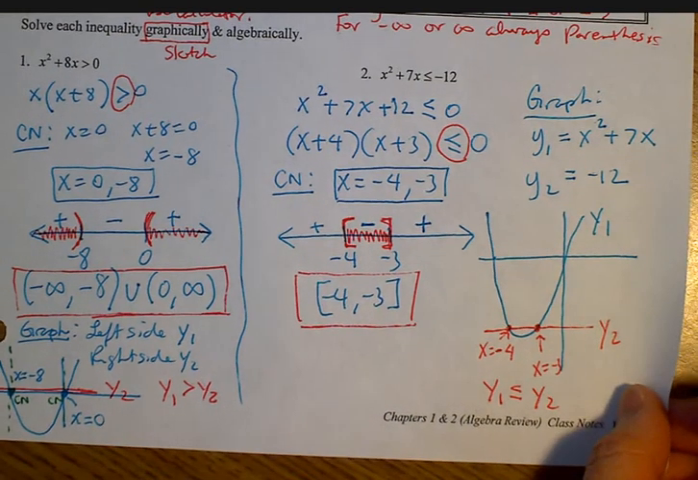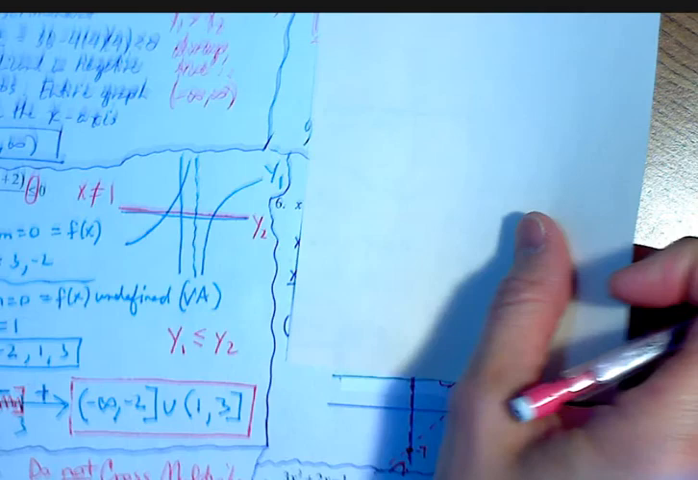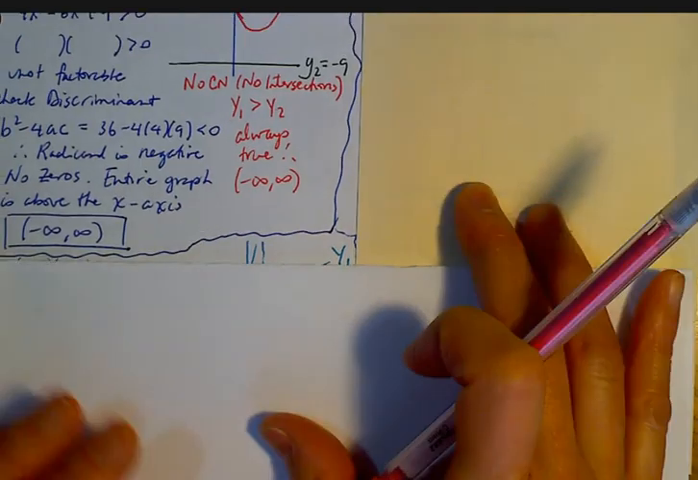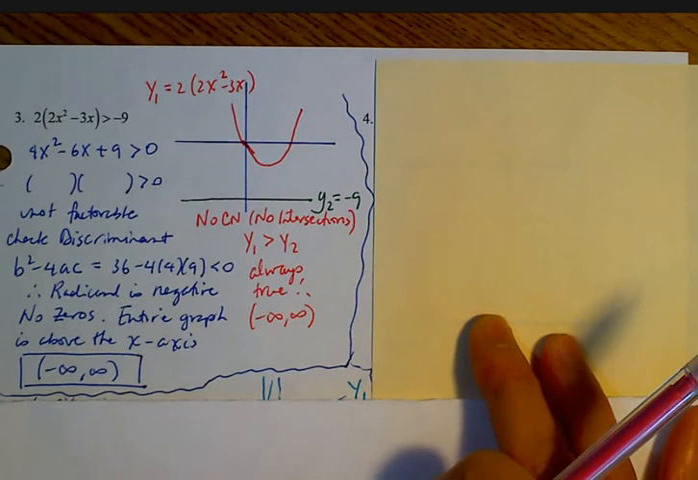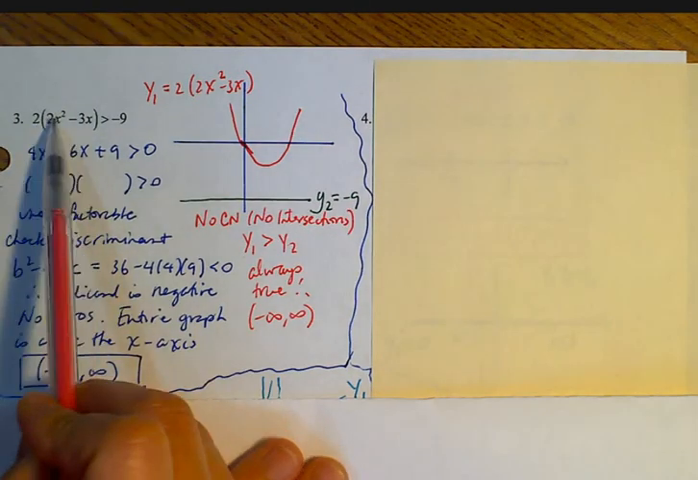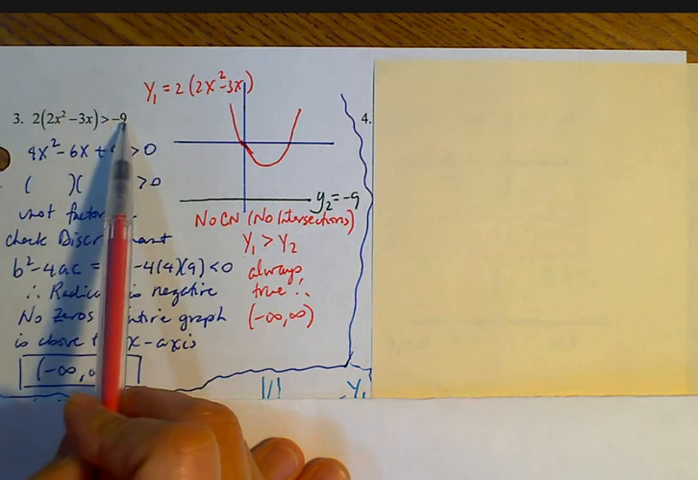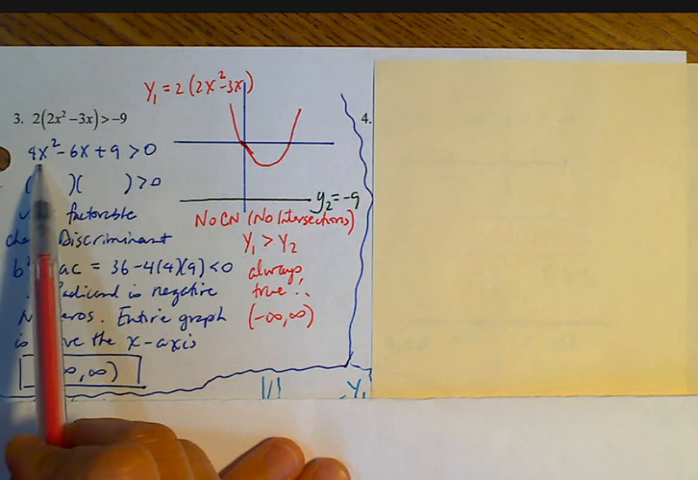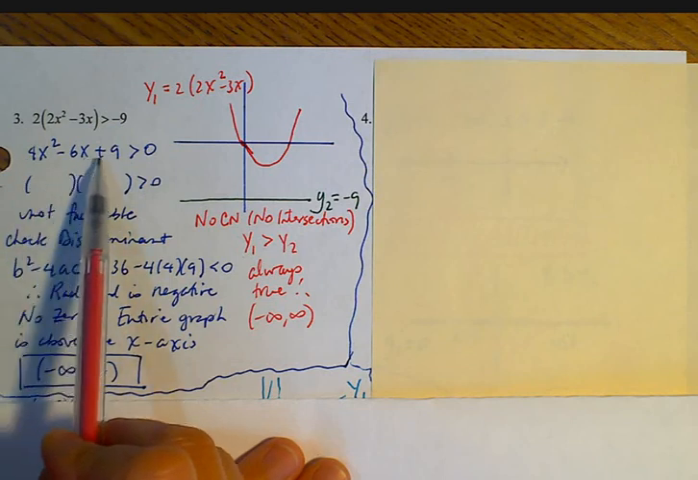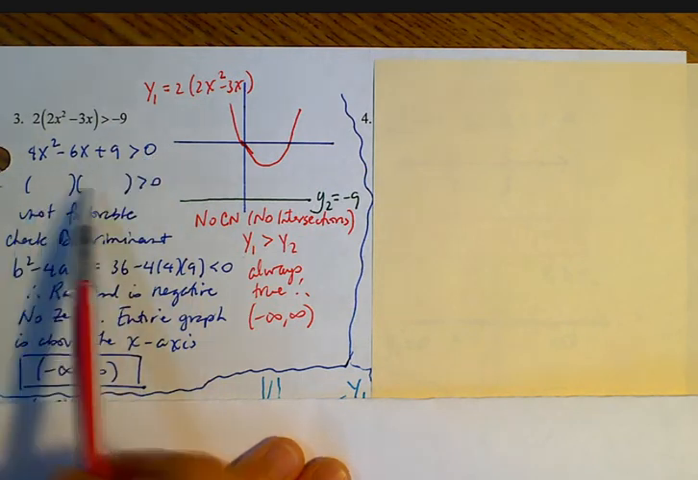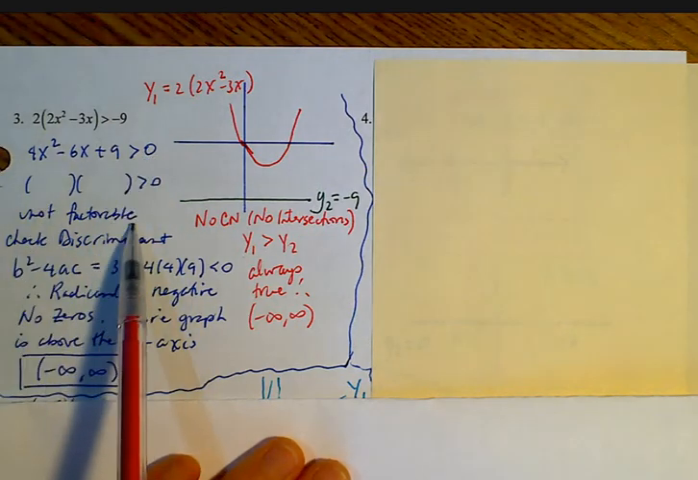Okay, let's do one more example on the next page. All right, for the next one, I have this expression, and on the other side, I have a negative 9, so I need to bring over the negative 9 as a positive 9, and I get 4x squared minus 6x plus 9 is greater than or equal to 0. And when I try to factor this, it is not factorable.